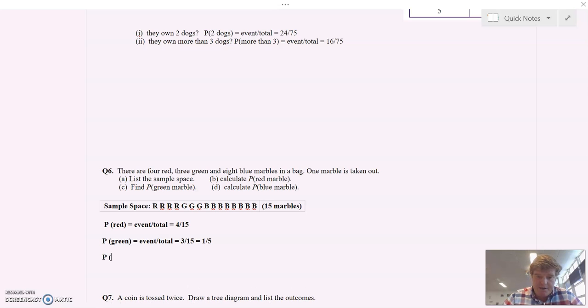And the last one, the probability of blue, event divided by the total, which is 8 divided by 15. I don't think there's any way of simplifying that. 8 divided by 15 because there's 8 blue marbles and the total marbles is 15. We'll stop there. So we've got up to question 6.